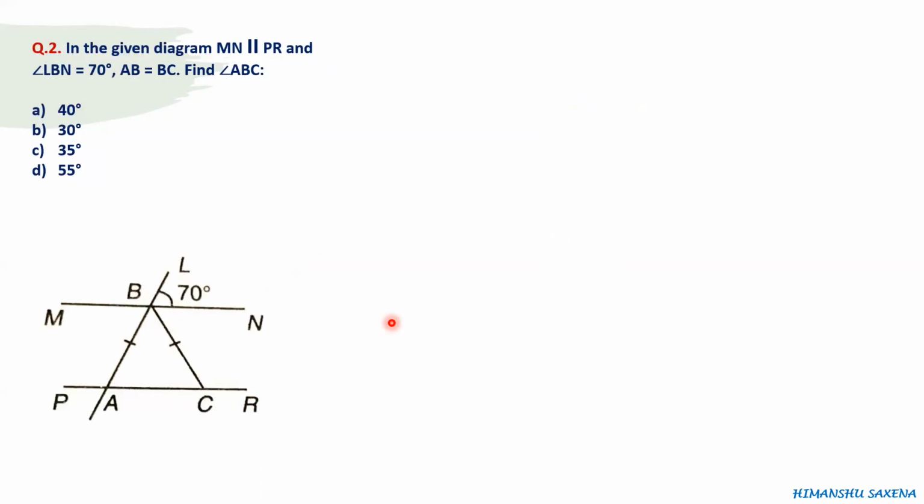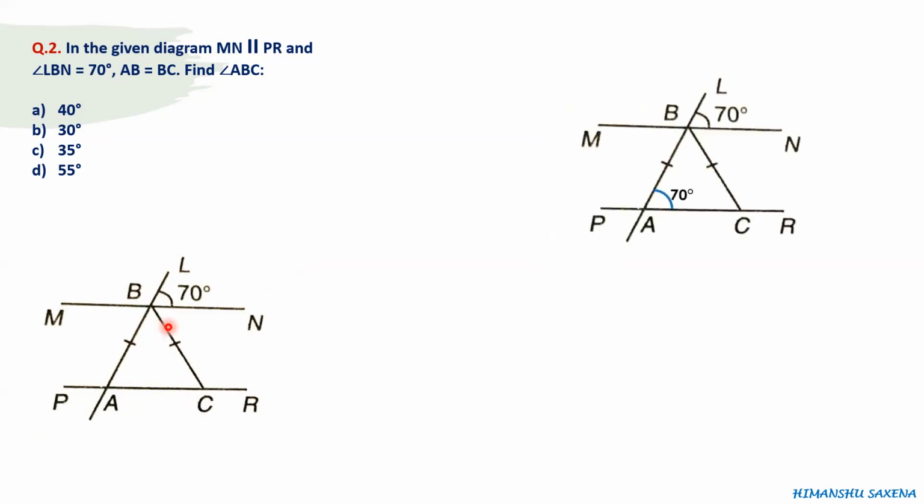Now, next question is, in the given diagram, MN is parallel to PR. So this is MN, this is parallel to PR, and LBN is equal to 70 degrees. AB is equal to BC. Then find the angle of ABC. Now this is again a very simple question. So here, if this angle is 70 degree, then this angle will also be 70 degree, because these are two corresponding angles, right? We discussed corresponding angles, alternate angles, and vertically opposite angles in my previous video. So these are corresponding angles, so these are equal to each other.